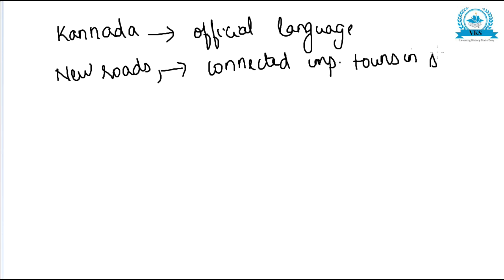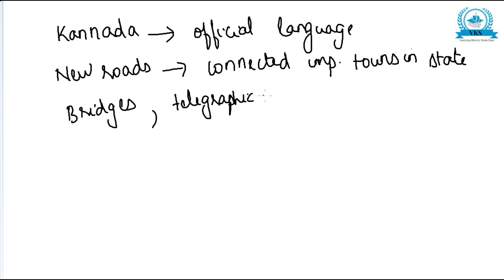Many new roads were constructed during his time, and these roads connected important towns in the state. Many towns were directly connected to Bangalore also. Other than new roads, bridges were also constructed. Then telegraphic lines were laid during the time of Mark Cubbon.